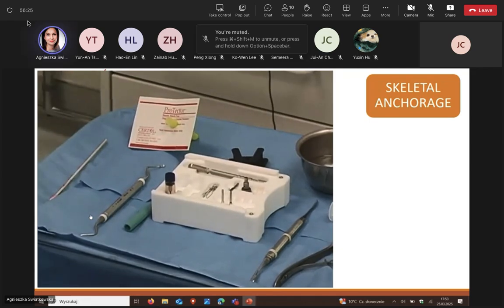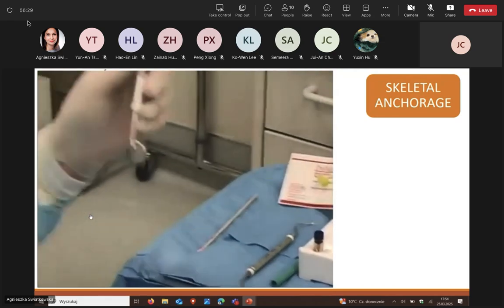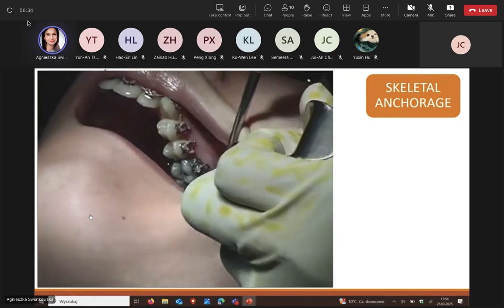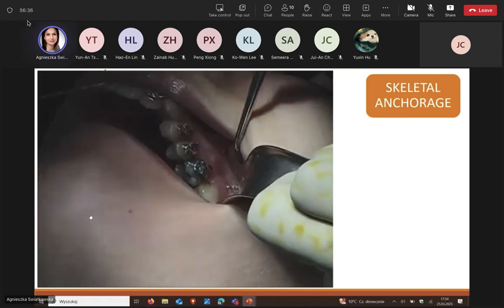Or puncher, they also call this puncher. First, local anesthesia for injection.